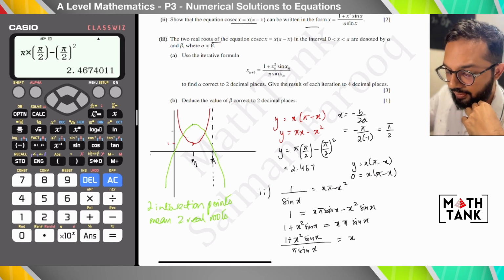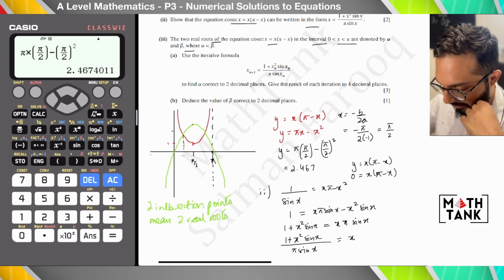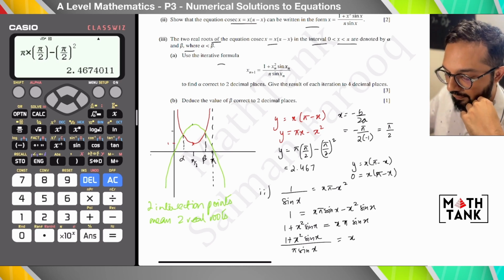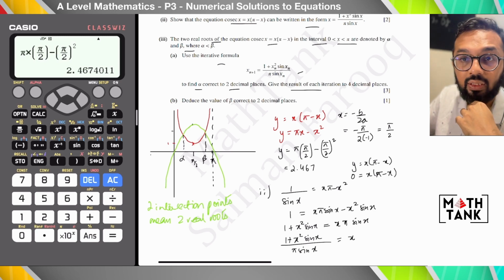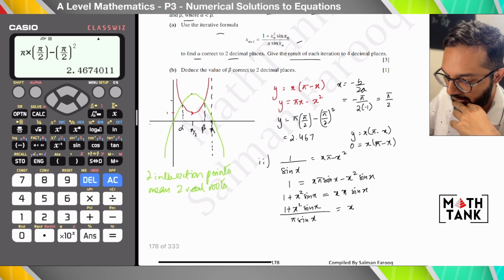It says the real roots of the equation in the interval 0 to pi are denoted by alpha and beta, where alpha is less than beta. So these two values are called alpha and beta. Use the iterative formula to find alpha correct to 2 decimal places, giving the result of each iteration correct to 4 decimal places.